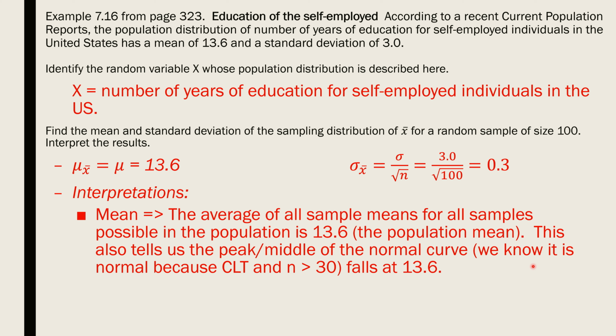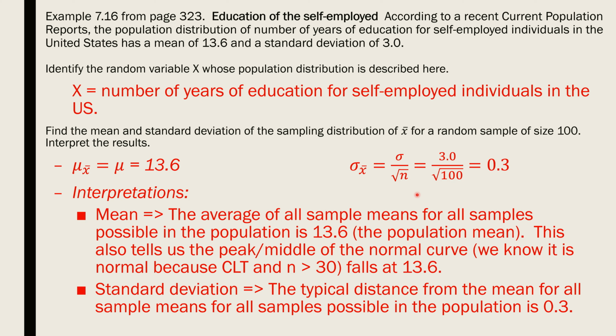We know that the sampling distribution of the sample mean is normal, or I should say approximately normal, because the central limit theorem tells us that when the sample size is larger than 30, the sampling distribution of the sample mean is approximately normally distributed. Last, the typical distance from the mean for all sample means for all possible samples in the population is 0.3, which is the same number here.